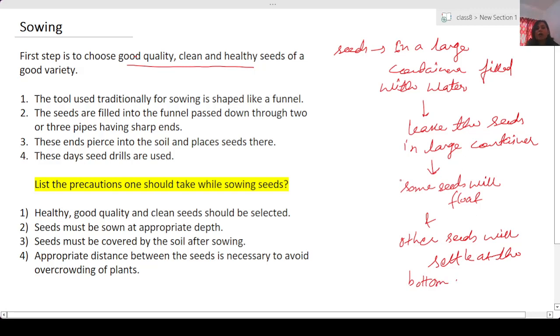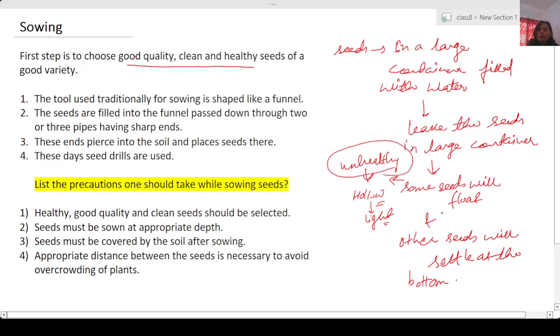The seeds which are floating are usually the unhealthy seeds, okay? How can we say that these are unhealthy seeds? Because these seeds are hollow inside. They are eaten up by the insects and that is why they are hollow. Since they are hollow, they are light in weight. If they are light in weight, they will float. And this will help in their identification as unhealthy seeds.